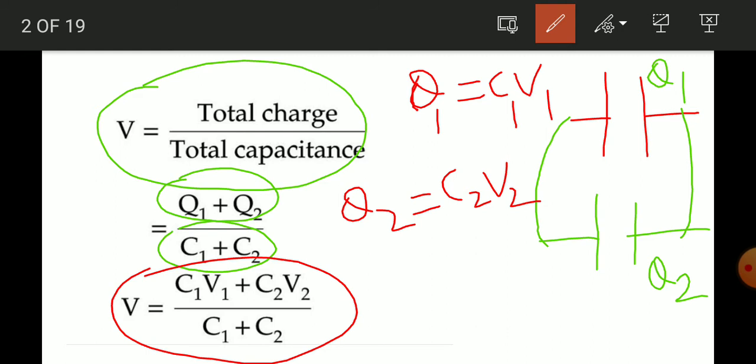So when you charge two capacitors at different voltages having different capacitances, and you connect them, redistribution of energy will take place. Some amount of energy will get lost, some amount will be stored in this capacitor system, and finally they will have some common potential. After that, the flow of charges will stop, the flow of energy will stop. So this is the common potential formula.